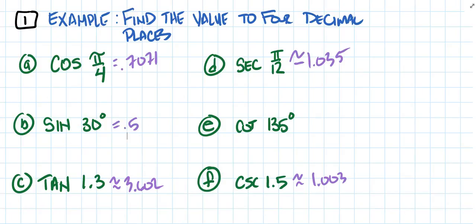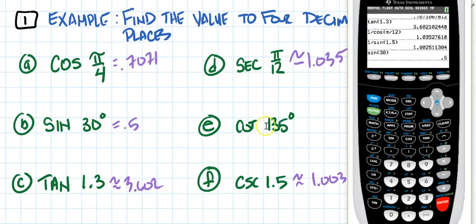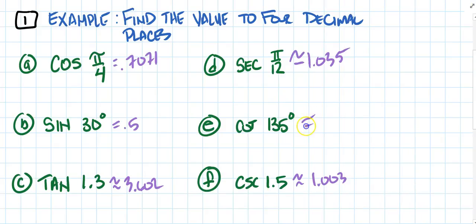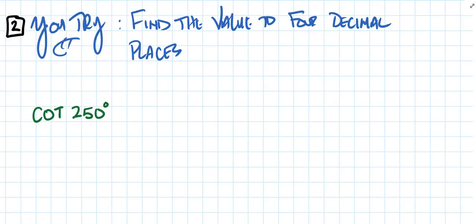And then the cotangent of 135. There is no cotangent button, so I do 1 divided by the tangent of 135, and push enter, and I get -1. Okay, so this is equal to -1. So there you go. Very, very important just to make sure you're in the right mode. Okay, here you go. You try.